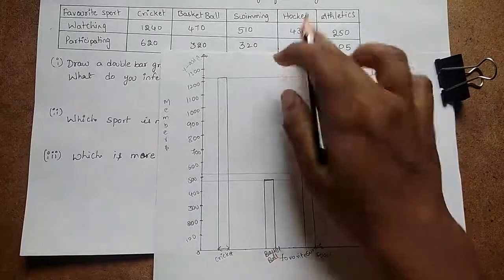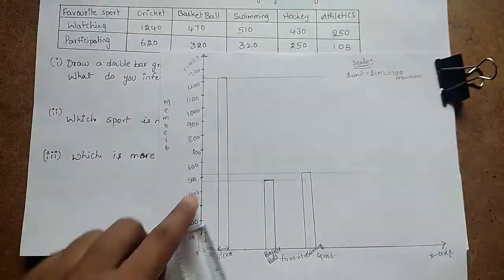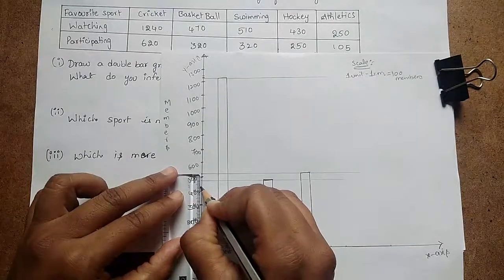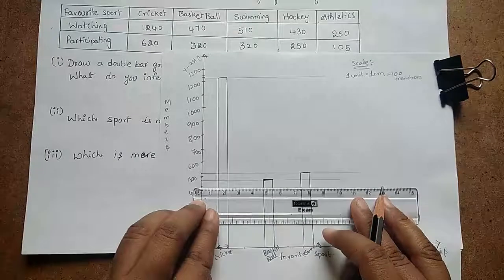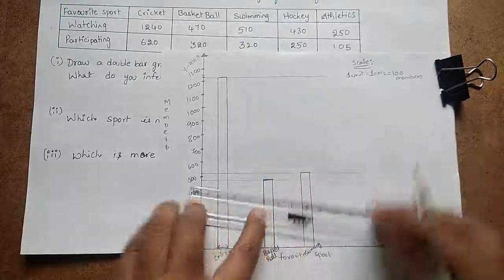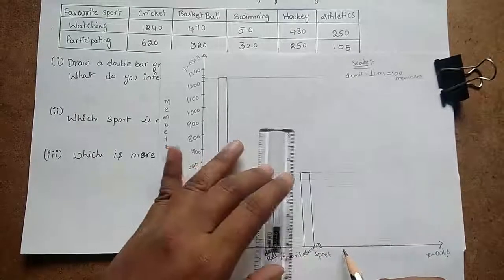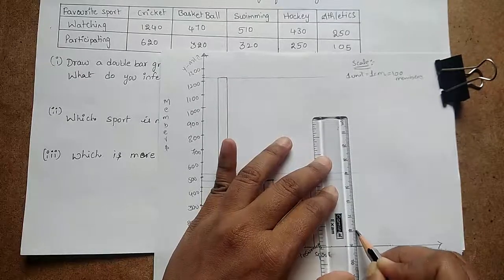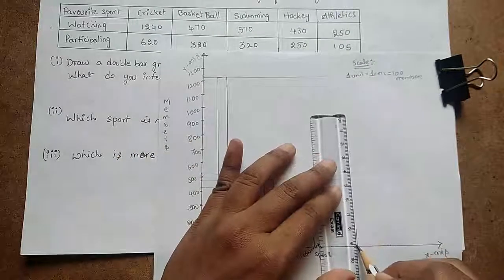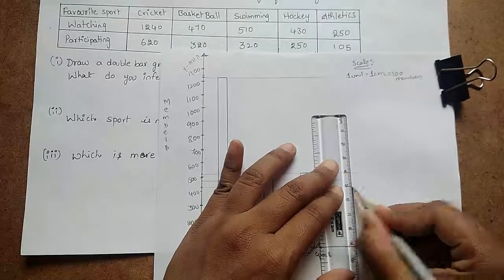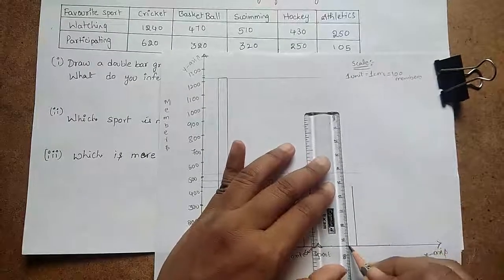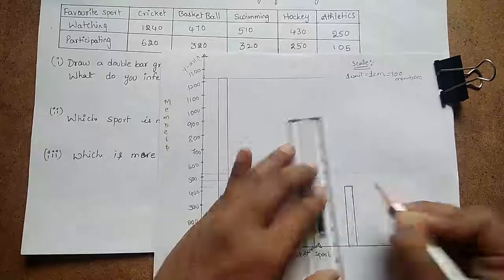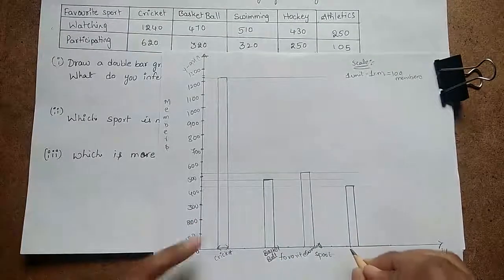Next coming to the hockey. Hockey is nothing but 430. This was the 400, and 30 is nothing but 3. So here also take a small line like this, 430. Take a small width for this, 0.5 mm. So this was about the hockey.